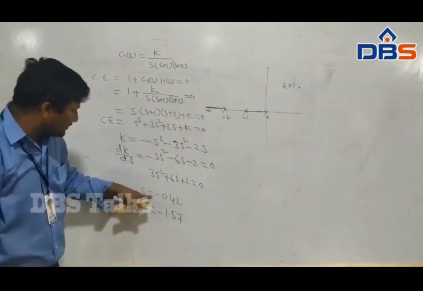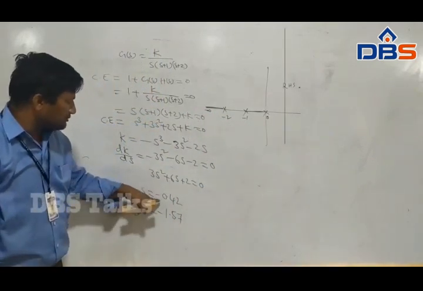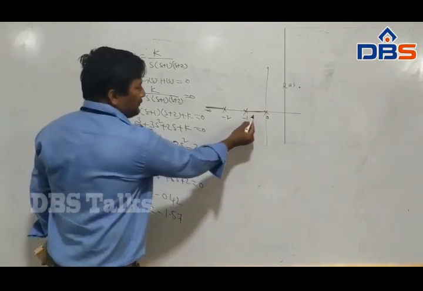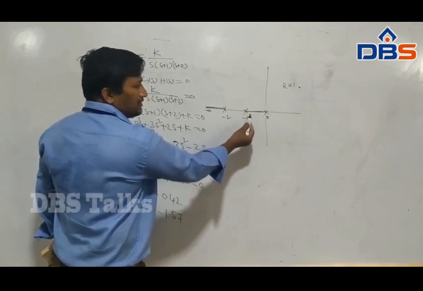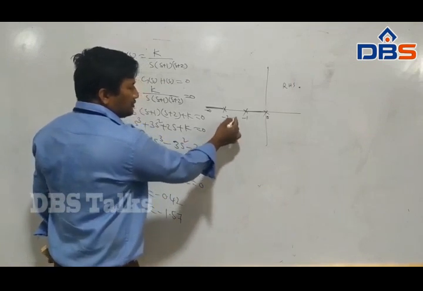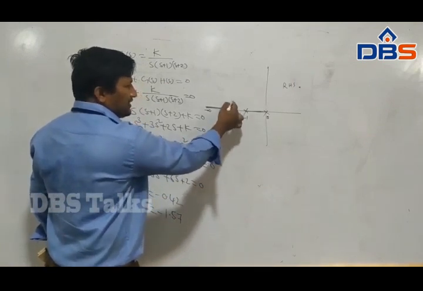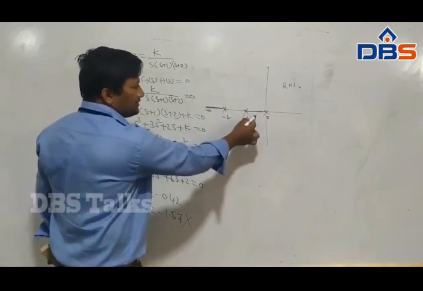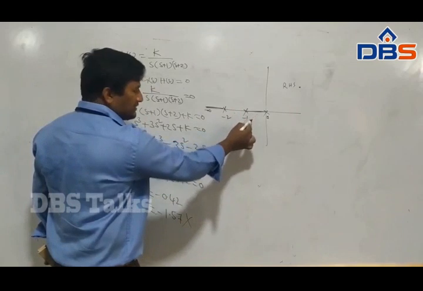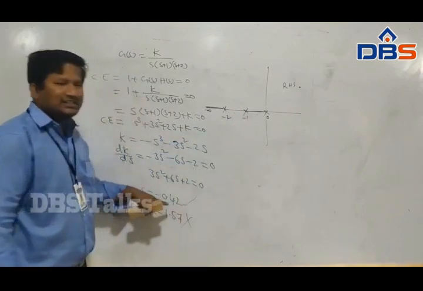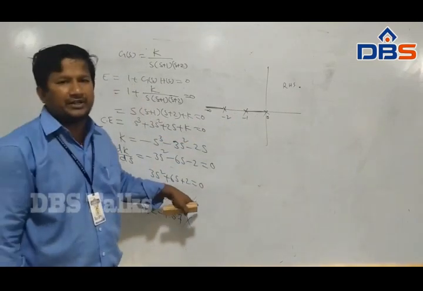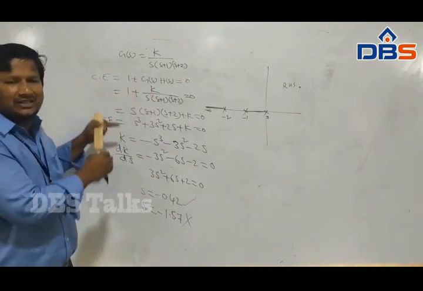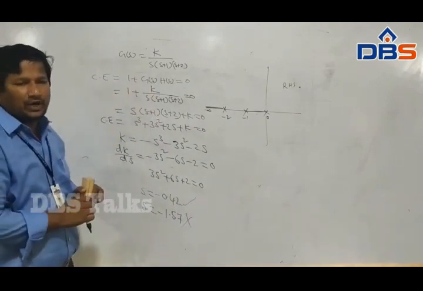Now the roots of the breakaway equation are minus 0.42 and minus 1.57. So 0.42 lies here and 1.57 here. 1.57 is not on a root locus branch, that's why it is not valid. And 0.42 is on a root locus branch, that's why it is valid. So minus 0.42 is the breakaway point for this example. Like this we have to determine the breakaway or break-in point.